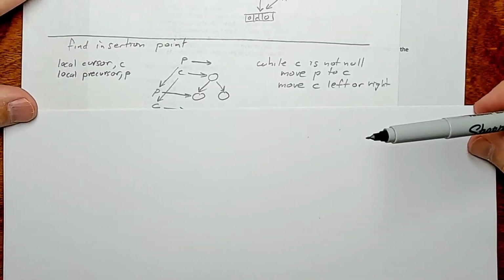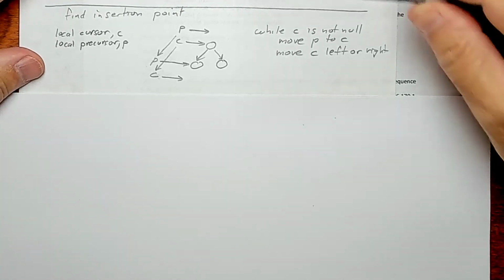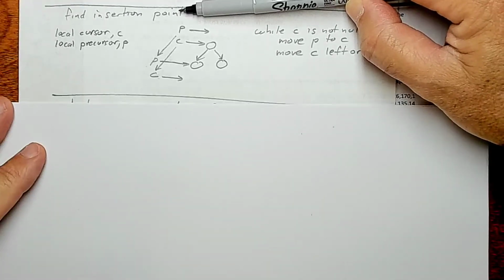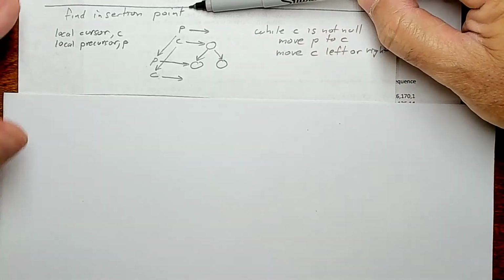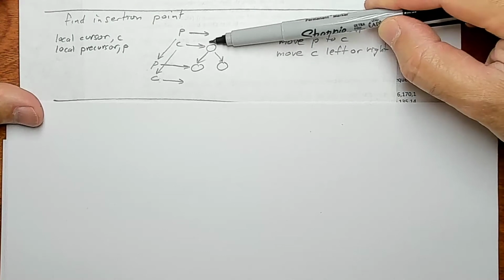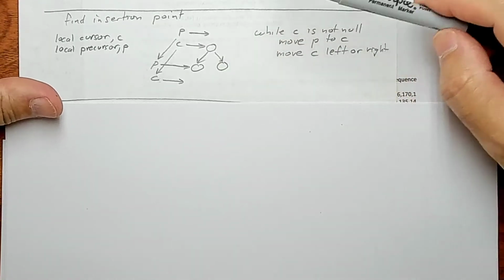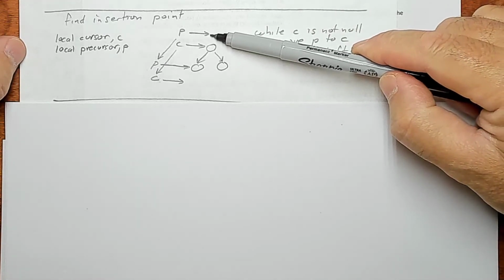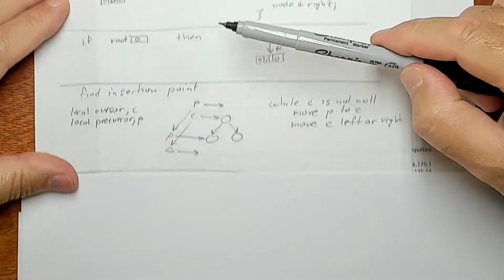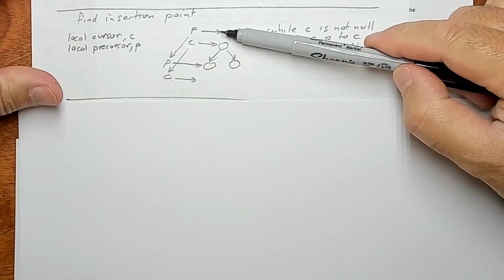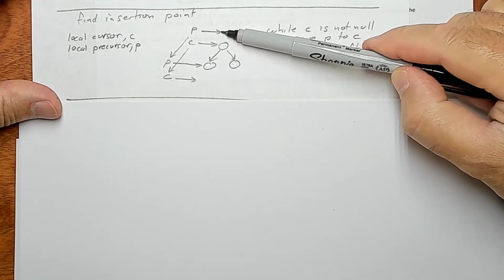Okay, if the tree is not null, then you need to do two things. First, you need to find the insertion point. Then you need to hook up the new node. So let's look at finding the insertion point. The way that I'm suggesting you do it is this way. You have a couple of pointers. They're like the root pointer, except they're local. You have what I'm calling a cursor C and a precursor P.